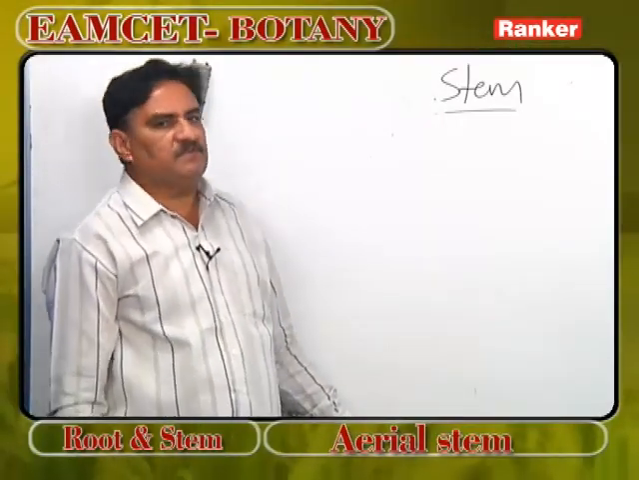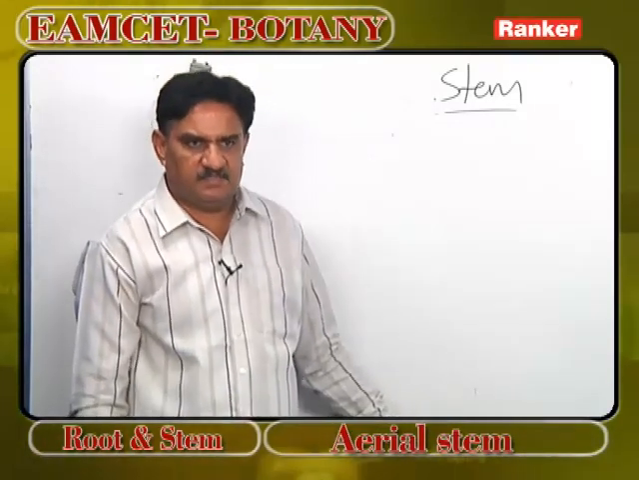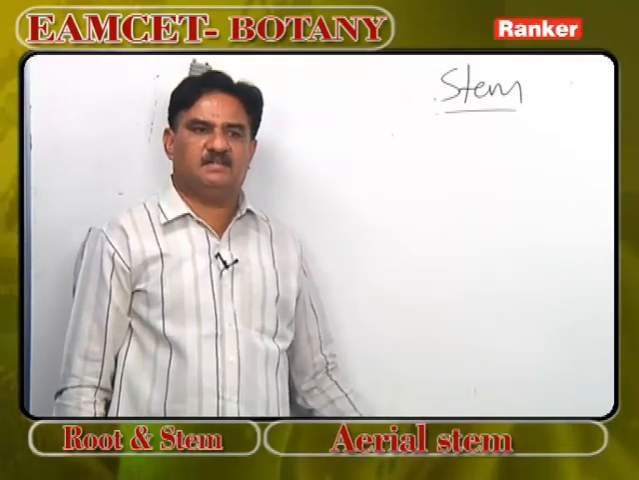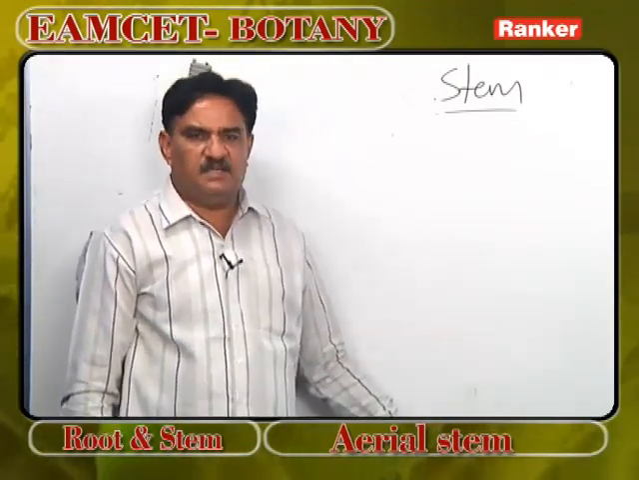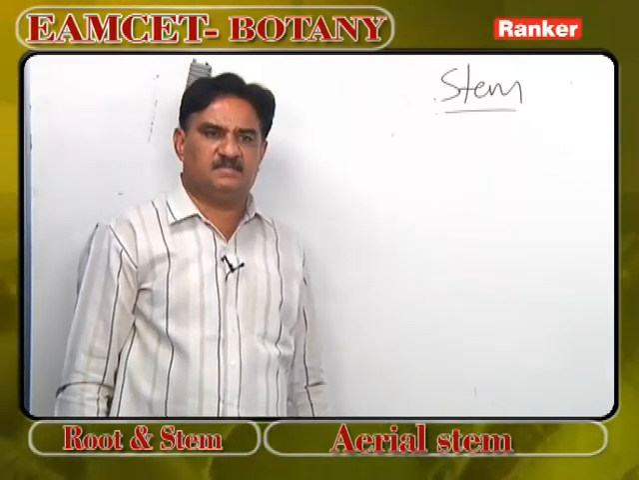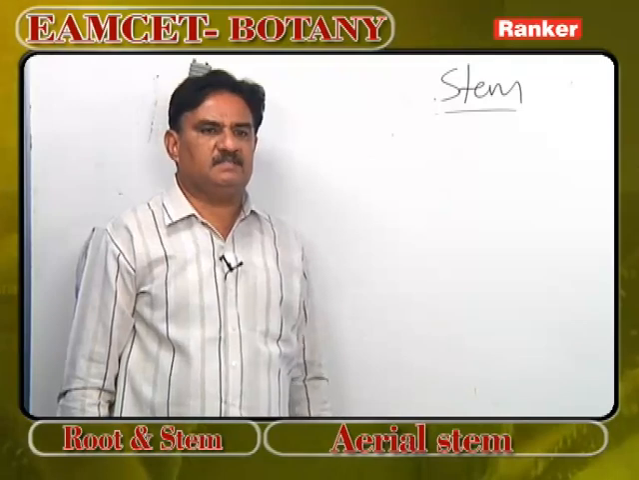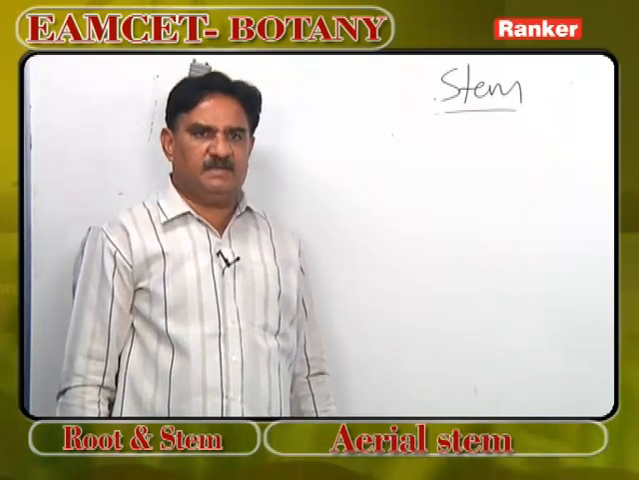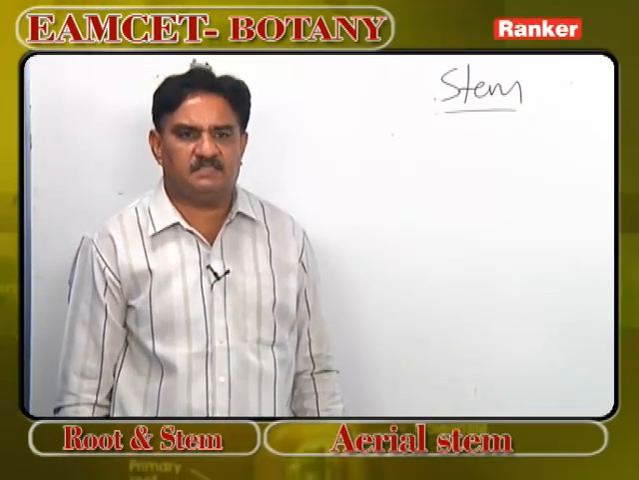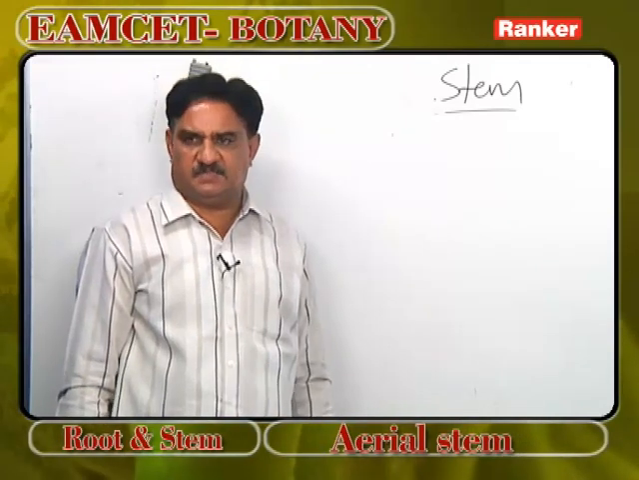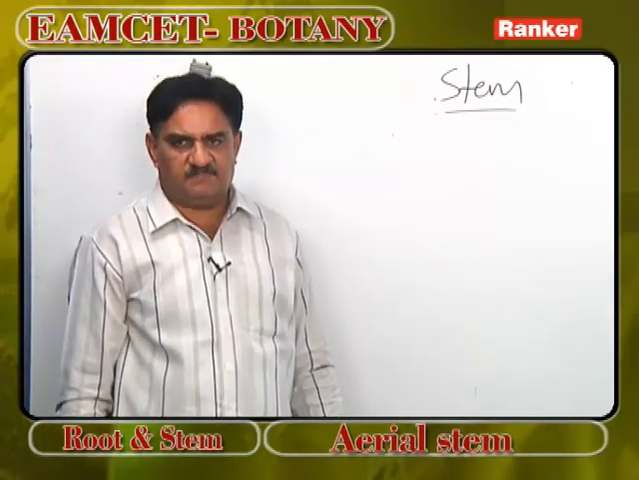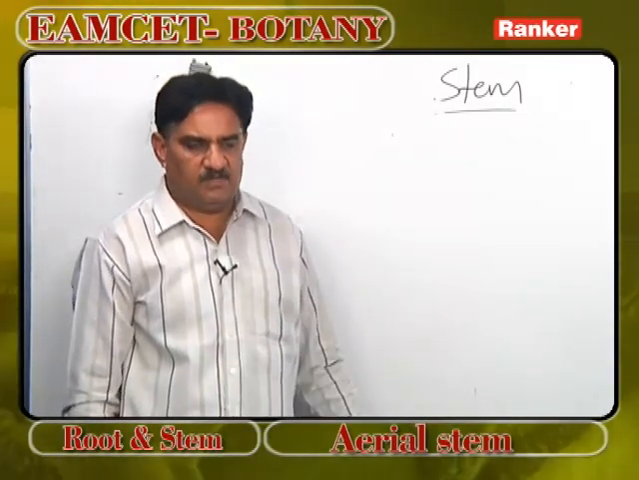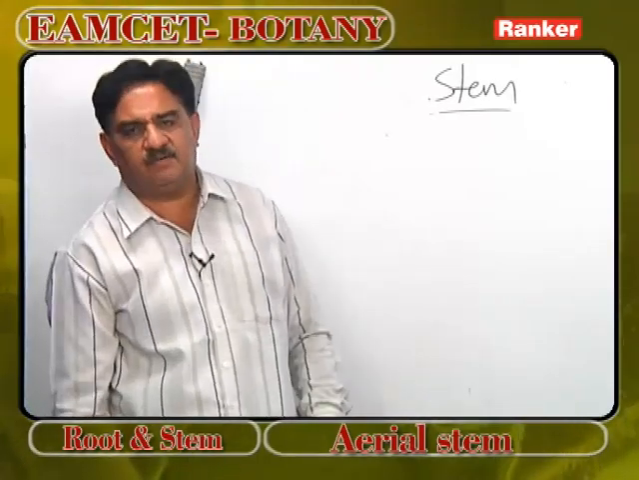So, stem shows 3 types of modifications. One is aerial stem modification, the other is subaerial stem modification, the third is underground stem modification. Aerial stem modifications are tendrils, thorns, hooks, phylloclads, cladodes, tuberous stem and bulbils. Then subaerial stem modifications: these are runners, suckers, stolons, offsets. What is the basic difference between stolon and offset? Stolon grows obliquely above the soil helping in vegetative propagation. Suckers grow obliquely under the soil helping in vegetative propagation.